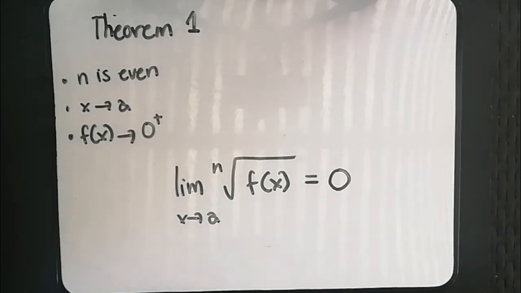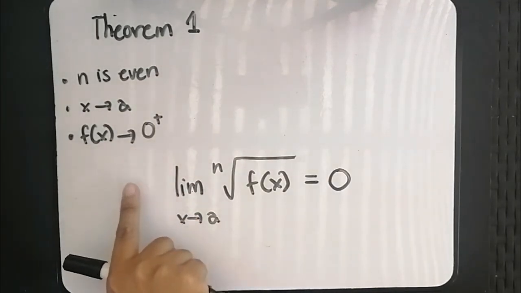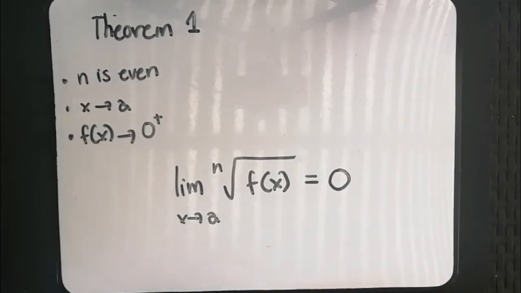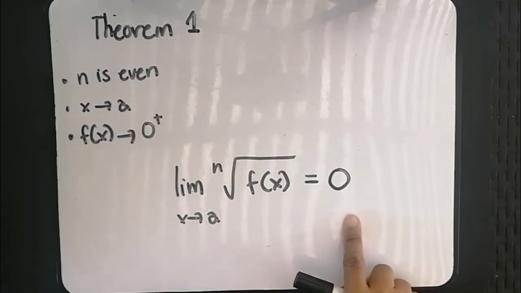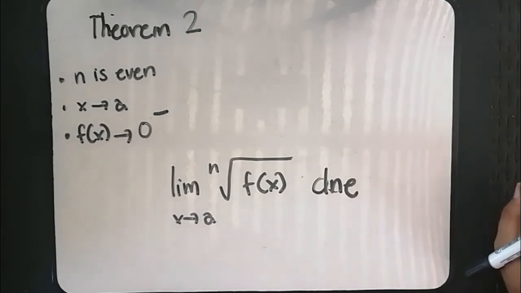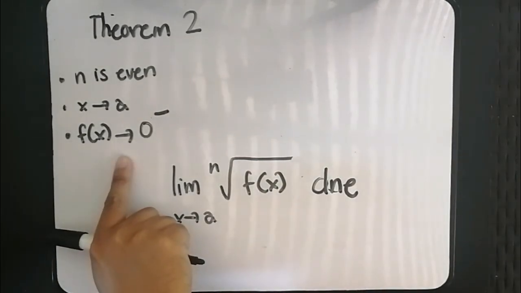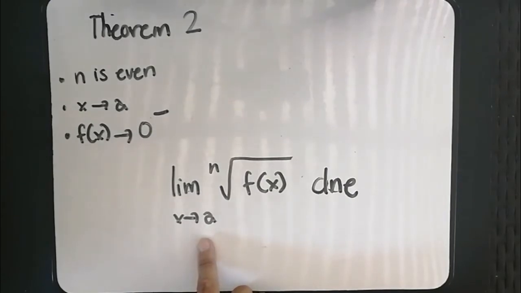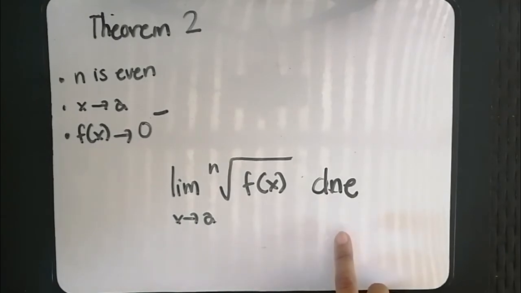Theorem 1. So let n be an even positive integer. If x approaches a and f of x approaches 0 through positive values, so this is our notation, then we say that the limit of the nth root of f of x as x approaches a is equal to 0. And theorem 2 states that, we let n be an even positive integer. If x approaches a and f of x approaches 0 through the negative values, then the limit of the nth root of f of x as x approaches a does not exist.